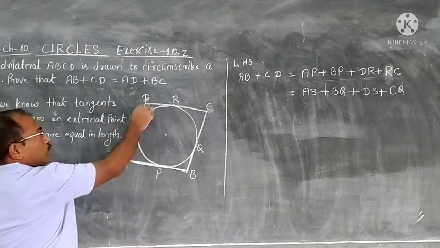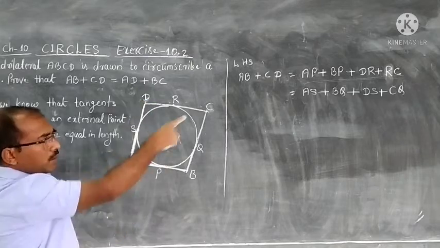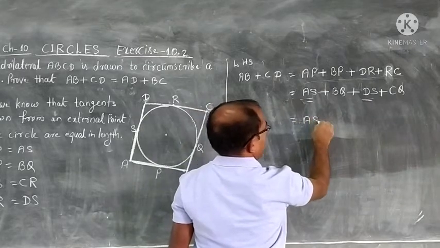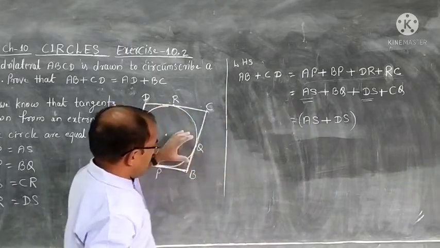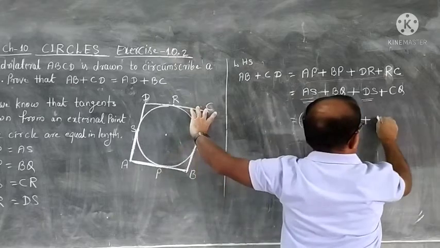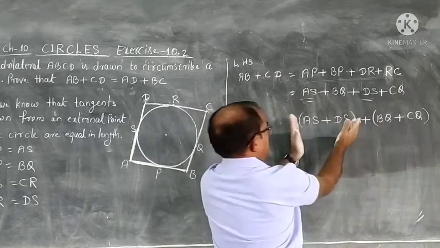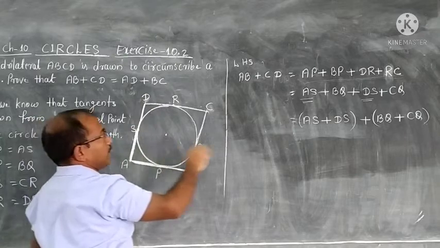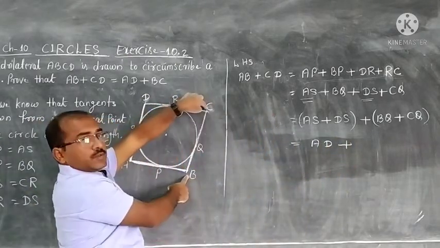Now what we see, these two sides have two parts. What are those parts? AS and DS, they are there. So we bring them together, AS plus DS. Another one, BQ and CQ, they are there, plus BQ plus CQ. When we see this in the figure, it gives us the full side: AS plus DS is equal to AD, and BQ plus CQ gives us this full side BC.